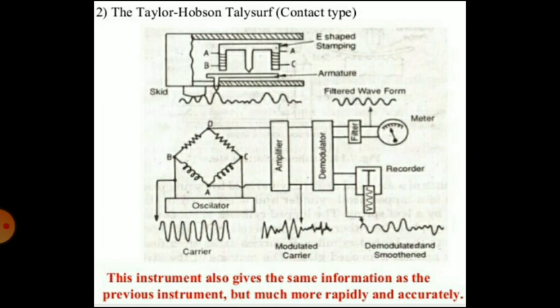So this causes variation in the air gap, leading to an imbalance in the bridge circuit. The resulting bridge circuit output consists of only modulation. So this is fed to an amplifier, and a pen recorder is used to make a permanent record. The instrument has the capability to calculate and display the roughness value according to the standard formula. So this is the construction and working of the Taylor-Hobson Telesurf.